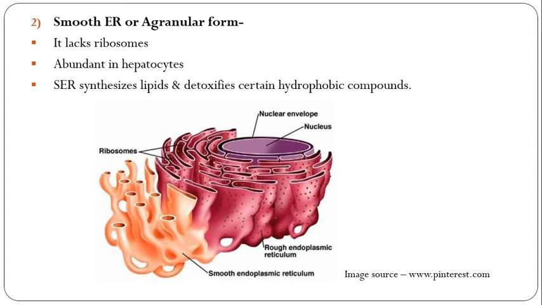So see in this diagram, it's just an animated diagram. Here is the smooth endoplasmic reticulum, and in the rough endoplasmic reticulum there are some ribosomes present, so that's why it's rough endoplasmic reticulum. It is connected to the nucleus.